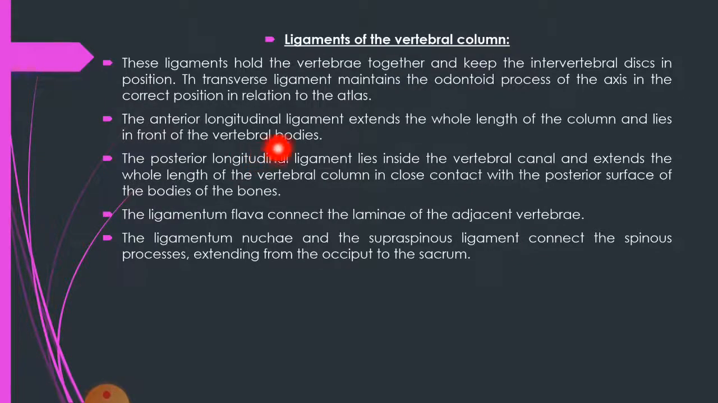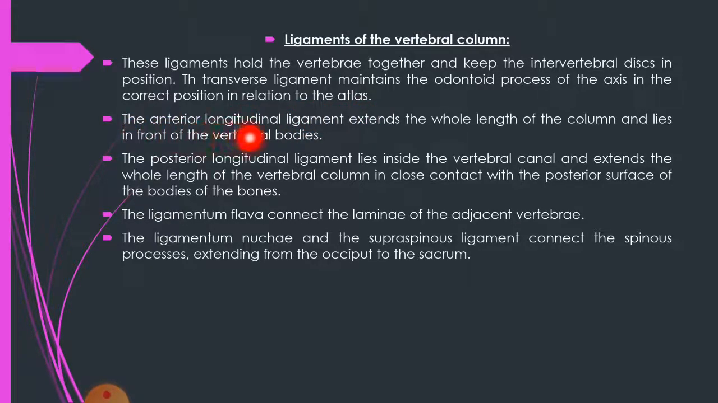Next are the ligaments of the vertebral column. These ligaments hold the vertebrae together and keep the intervertebral discs in position. The transverse ligament maintains the odontoid process of the axis in the correct position in relation to the atlas. So this is the transverse ligament that maintains the odontoid process of the axis, that was the C2 vertebra, in the correct position in relation to the atlas.